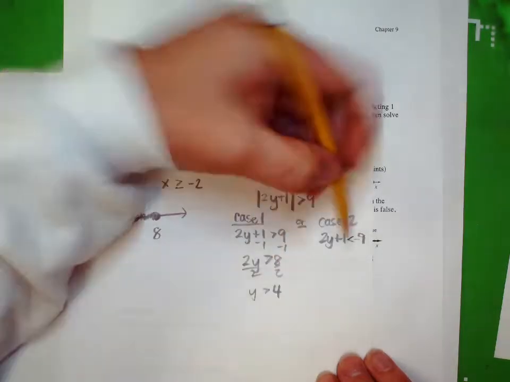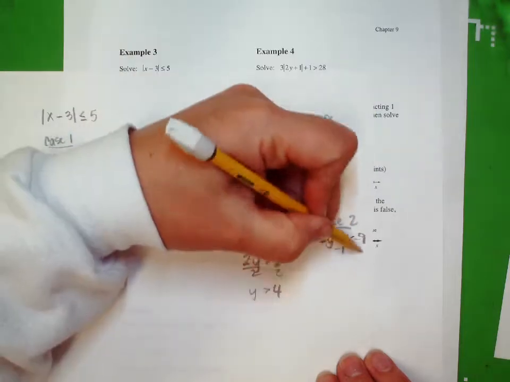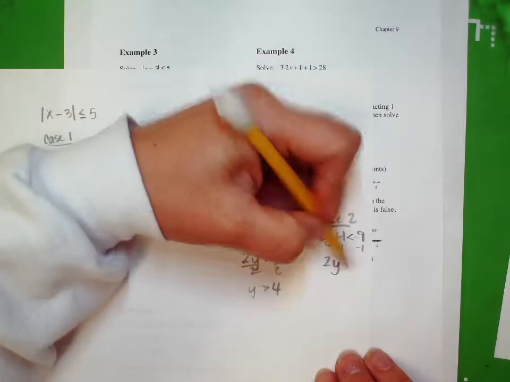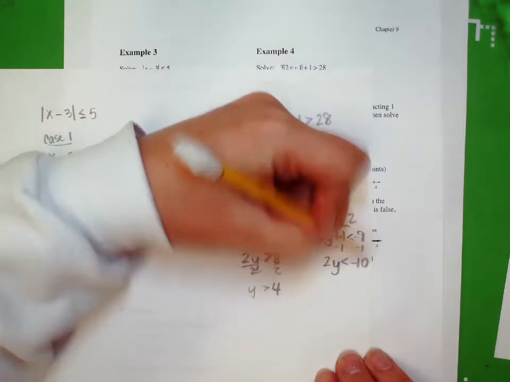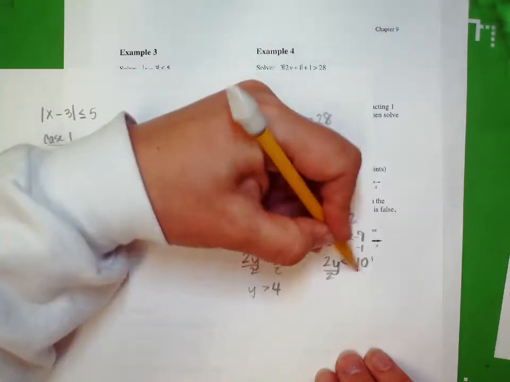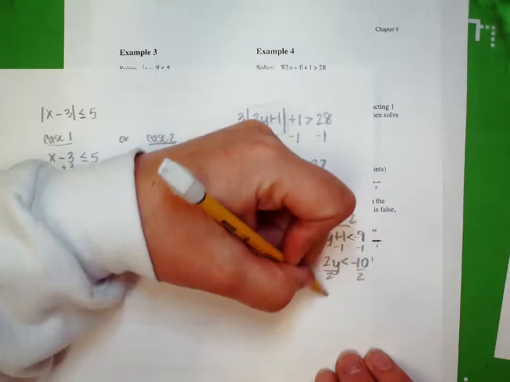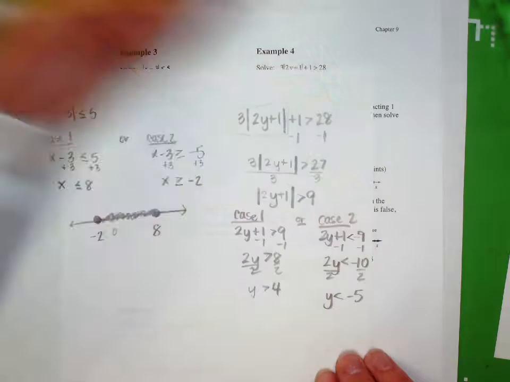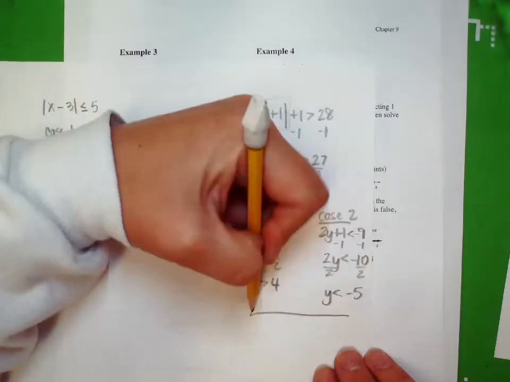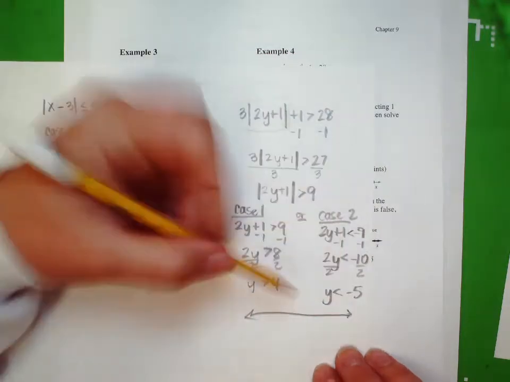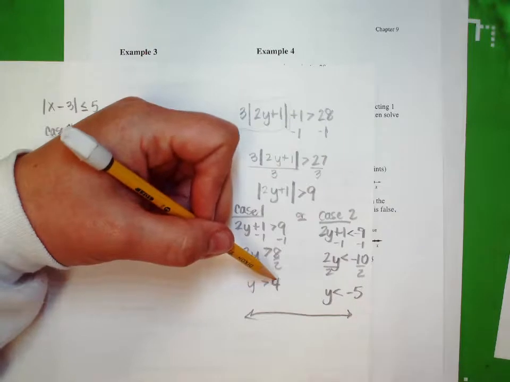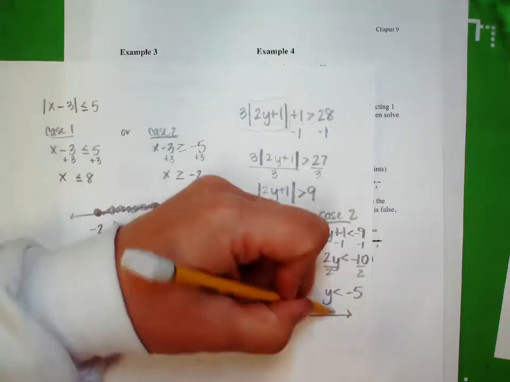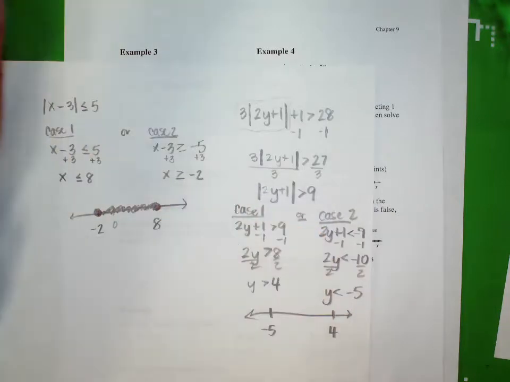If you look at case 2, you subtract 1 from both sides. So on the left we have 2y, on the right we have negative 10. Divide each side by 2, and we get y is less than negative 5. So if you put it on a number line, again, just make sure to use these two numbers, your boundary points. Make sure you have them in the correct order. So negative 5 and then 4.